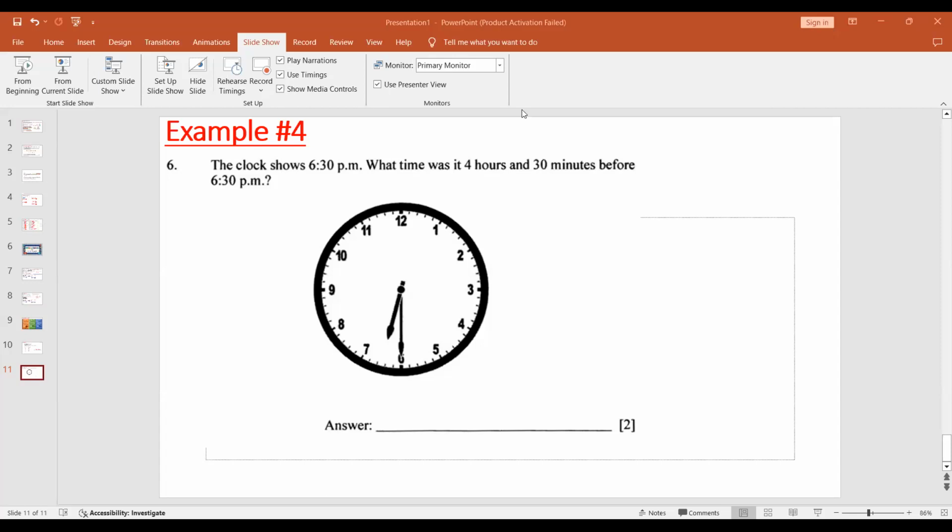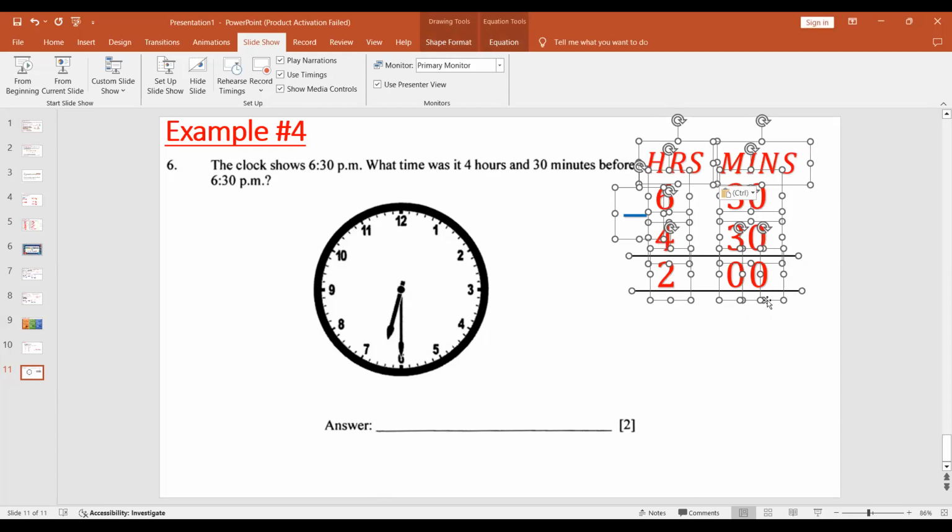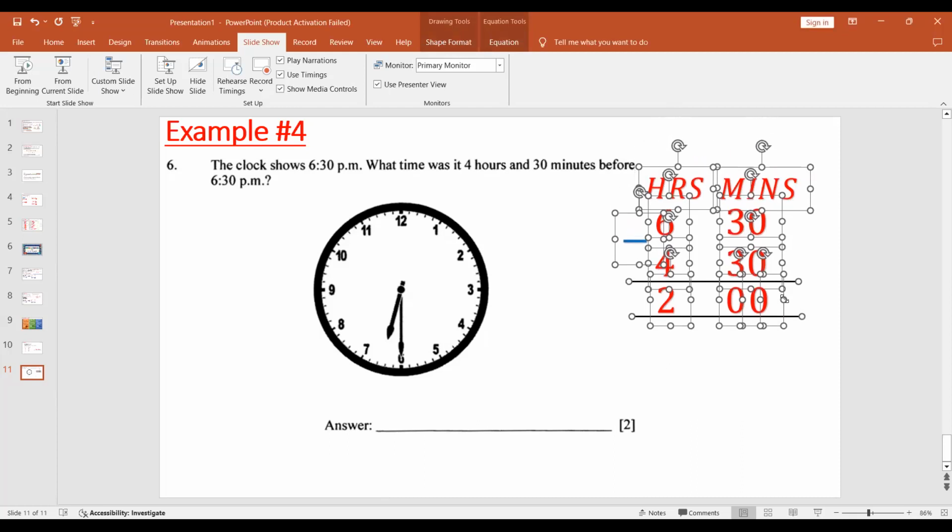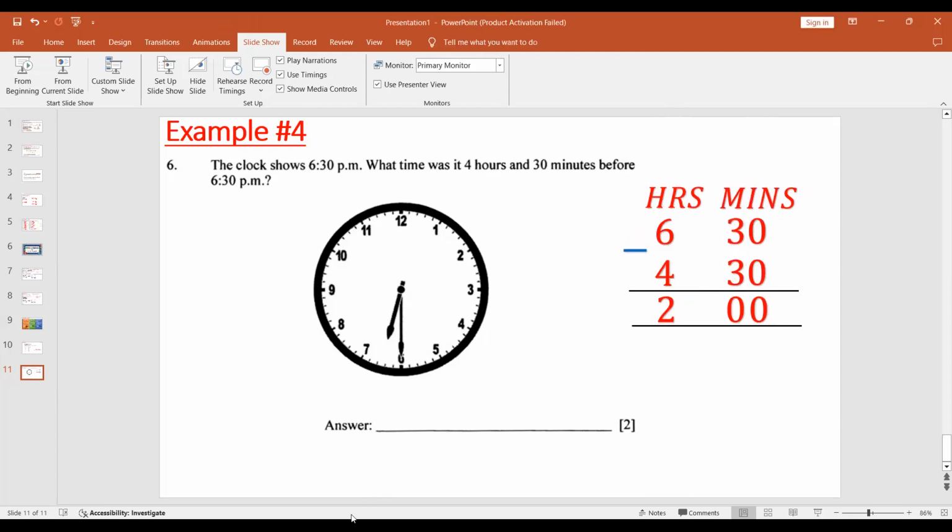You subtract 6:30 from 4:30. Explain that. What do you mean? What are we going to put on the minute side and the hour side? So we put the 6 and the 4 on the hour side, and we put the 30 and the 30 on the minute side, and we subtract them. So 30 take away 30 is 0, and 6 take away 4 is 2. It gives us 2 p.m.